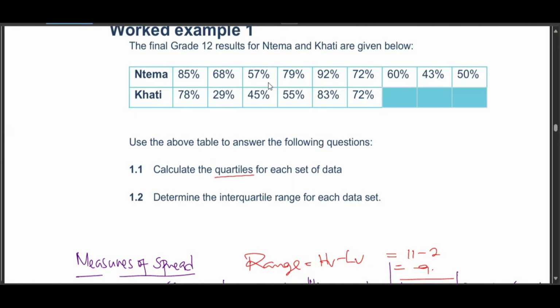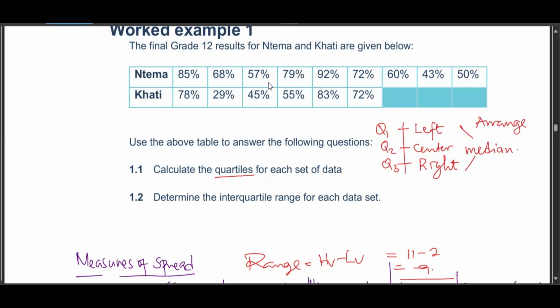Calculate the quartiles. As I said, quartiles are medians. This is the center median, the mother of all medians. Then Q1 will be the median on the left-hand side, whereas Q3 will be the median on the right-hand side. These are all medians. Remember rule number 1: before you find the median, you need to arrange the data sets. Calculate the quartiles for each set.